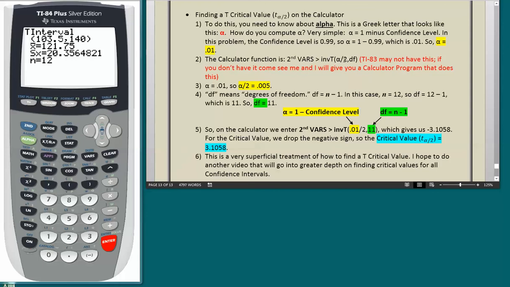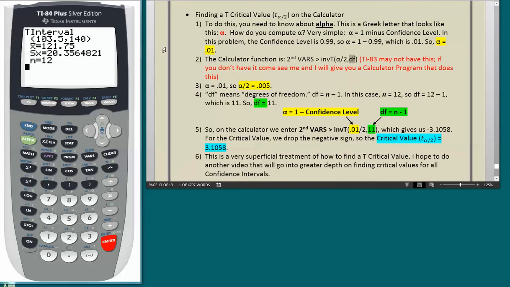The calculator function, and we'll do this in a second, is 2nd Vars, invT, and into that we put in alpha divided by 2 and degrees of freedom. I'll mention here what I mentioned before. The TI-83 calculator may not have this function. If you don't have this function, come see me, and I will give you a calculator program that does everything we're talking about here. So alpha equals 0.01, and what I'm doing here is we need to figure out what alpha over 2 is, and we need to figure out what the degrees of freedom are. That's df.